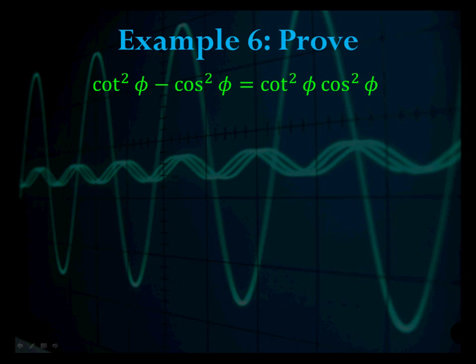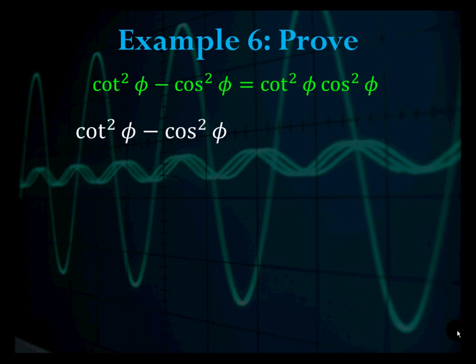Number 6. Cotangent squared phi minus cosine squared phi equals cotangent squared phi cosine squared phi. Try to do this one yourself. These are getting more difficult, but give this a try and see what you get. Look at the strategies on page 637 to see if any of them will be of help to you.